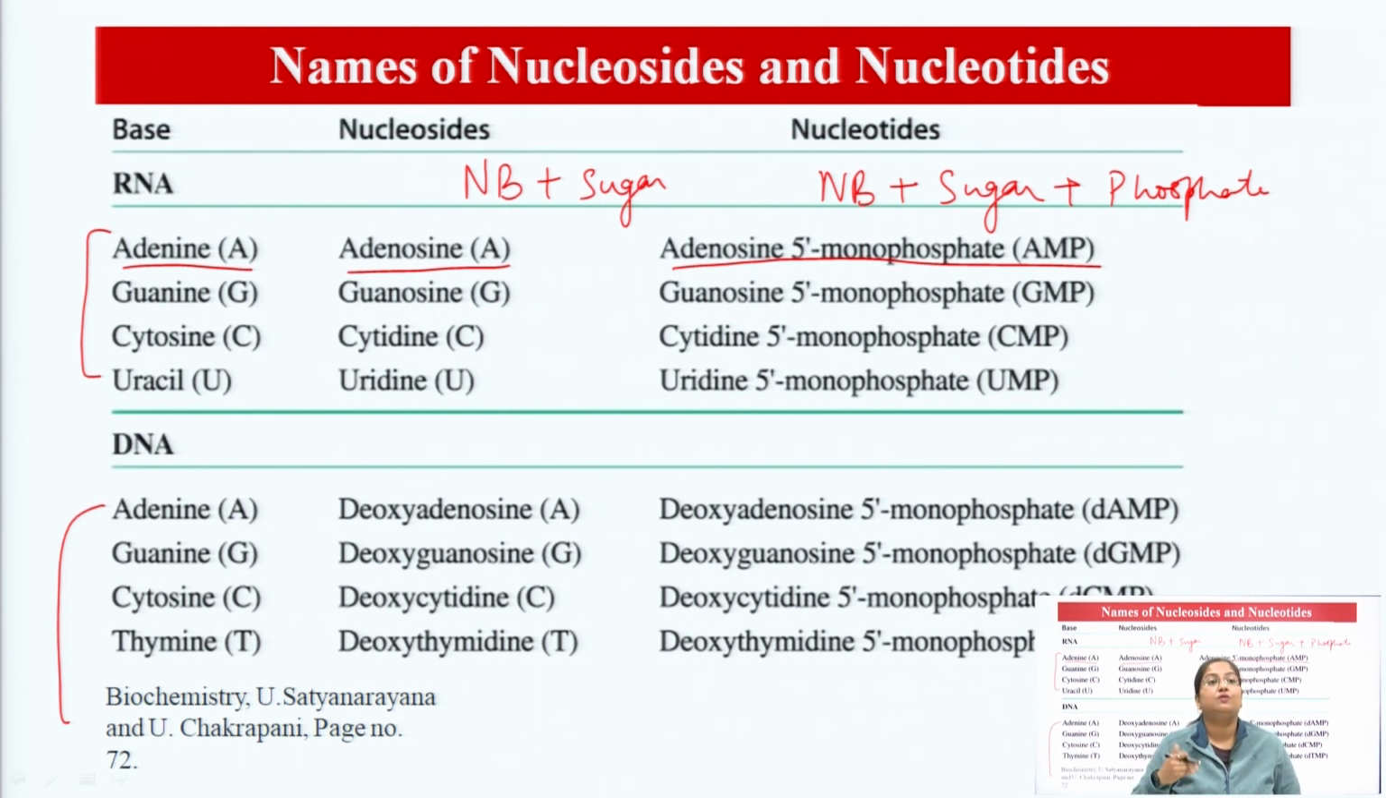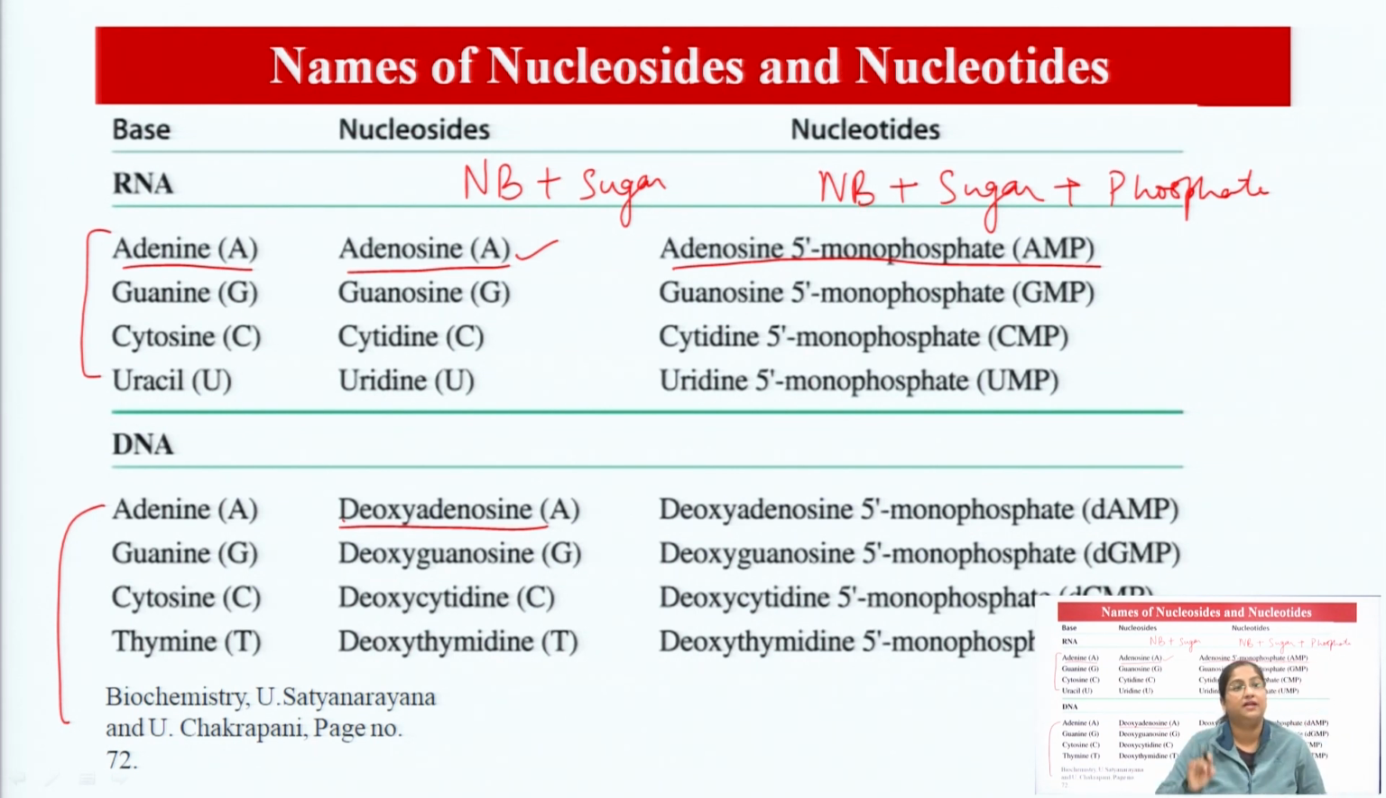How are you going to understand which adenine we are using for RNA and which is for DNA? So, we need to write the names likewise. For RNA, adenine will be called adenosine in nucleosides, whereas in nucleotide it will be called adenosine monophosphate. But when we are talking about DNA, how will it be called? Adenine will be called deoxyadenine.